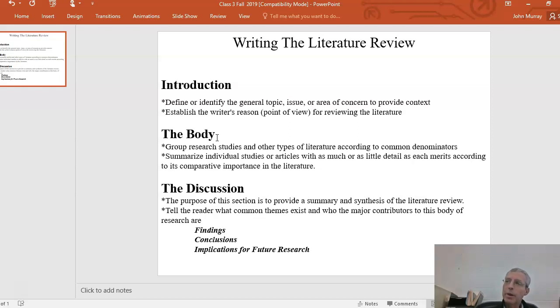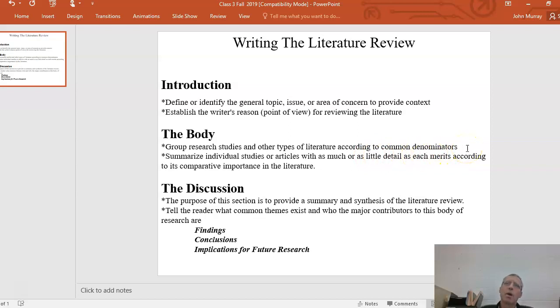When you're doing a bigger literature review, you can't review every single article. If you have read 20 articles, you don't want to just review each of those 20 articles. That's going to get boring quickly. It's also not really giving the reader a full picture of what that literature is saying. So for larger literature reviews, as I say here, you want to group the research studies and other types of literature according to a common denominator.